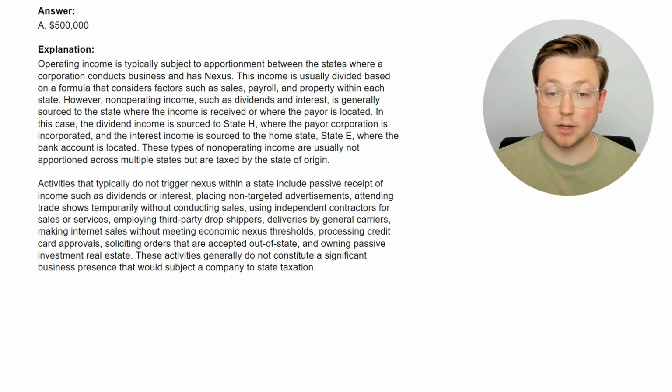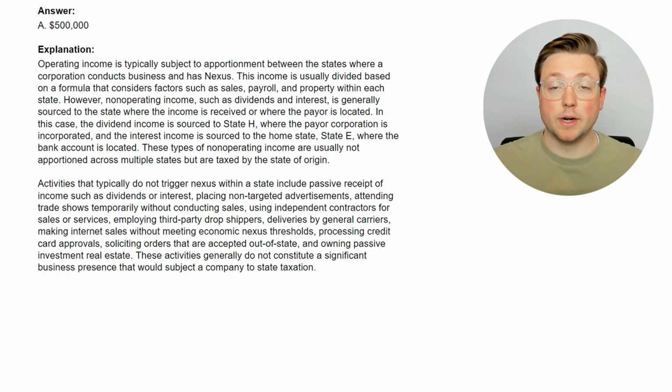However, non-operating income such as dividends and interest is generally sourced to the state where the income is received or where the payer is located. In this case, the dividend income is sourced to state H, where the payer corporation is incorporated, and the interest income is sourced to the home state of state E, where the bank account is located. These types of non-operating income are usually not apportioned across multiple states, but are taxed by the state of origin.